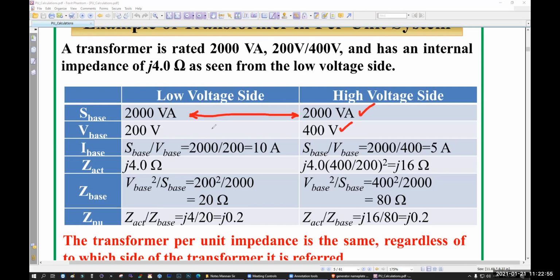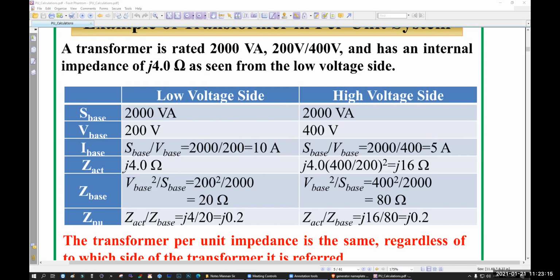Why? Because how does the transformer keep the same power? If it steps up the voltage, it will step down the current, right? Yes, sir. See, the voltage is twice, so current will be half. Again, it is proven. It is proven, right? Yes, sir. It's half. Okay.